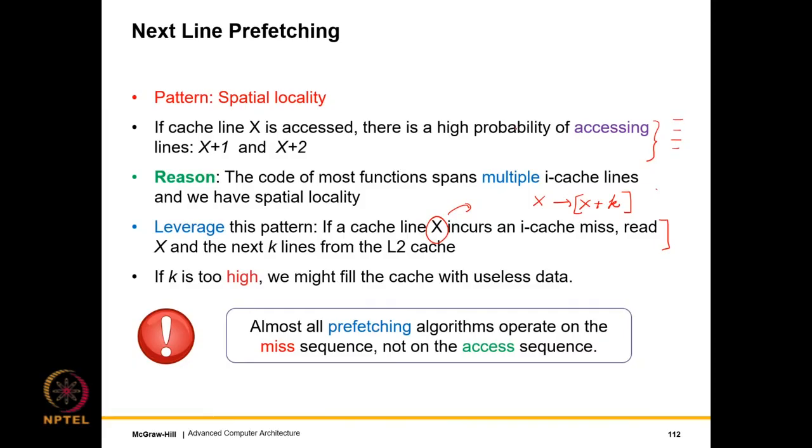There are a lot of prefetchers that dynamically tune these parameters K and so on, such that we are able to fetch the correct data, and the correct data also arrives at the right time. Clearly, if K is too high, we will prefetch a lot of useless data, not a good idea. And the most important point you need to keep in mind is that almost all prefetching algorithms operate on the miss sequence, not on the access sequence, right? You miss on one line, you predict that another line will miss, so you go and prefetch it.